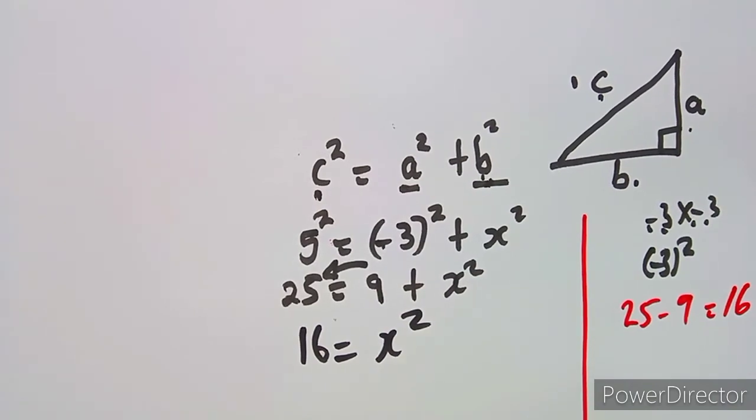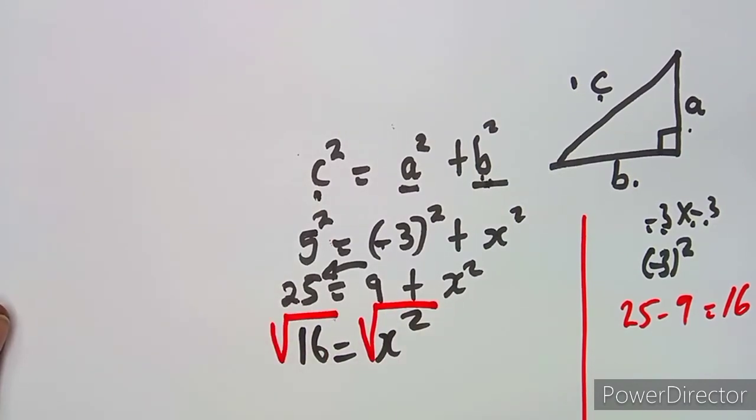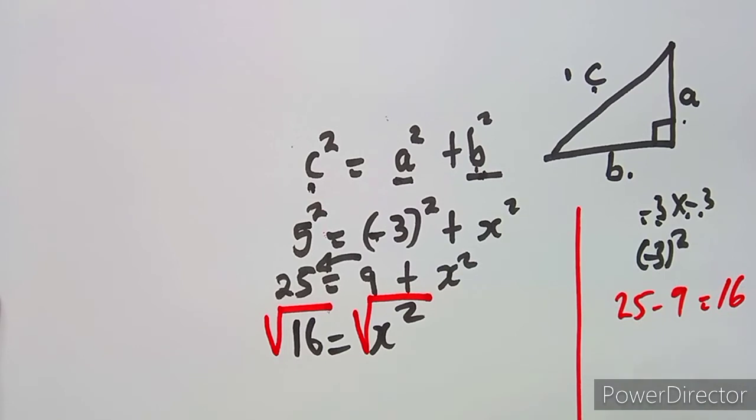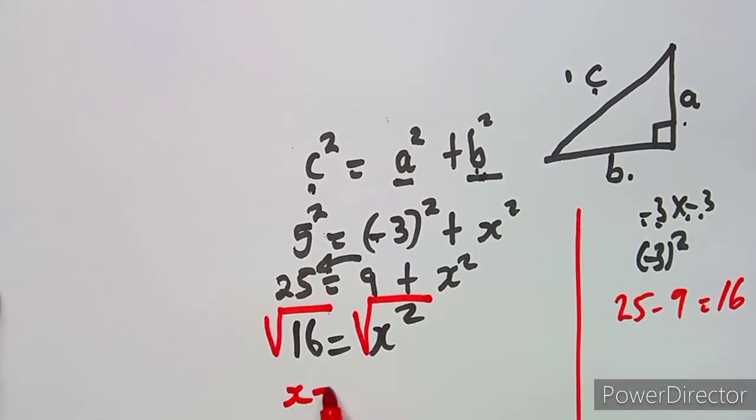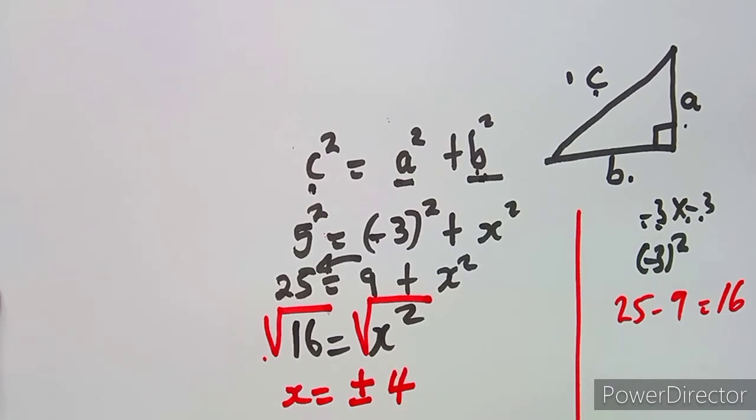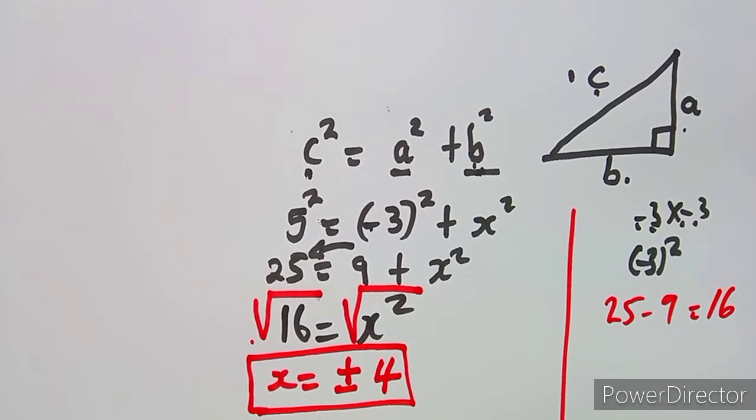Remember, guys, how do you remove a square? This part here, because you're given a square there. How do you remove a square? You introduce the square root both sides. So that means your x is going to be square root of any number is plus or minus. So you're going to have our x being plus or minus 4.